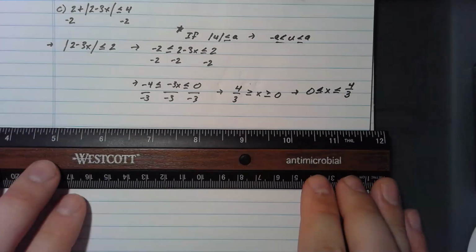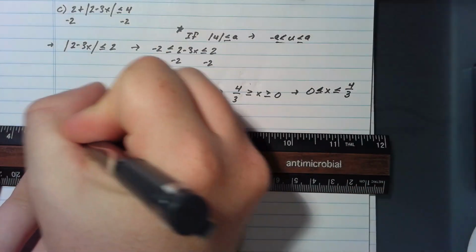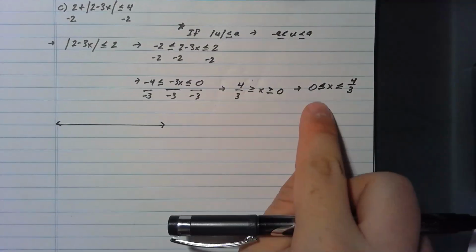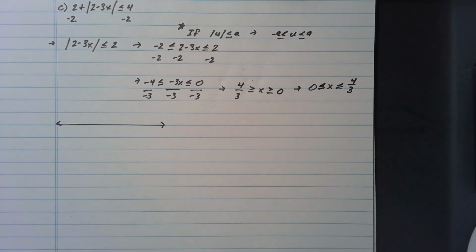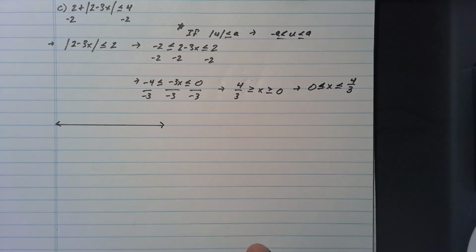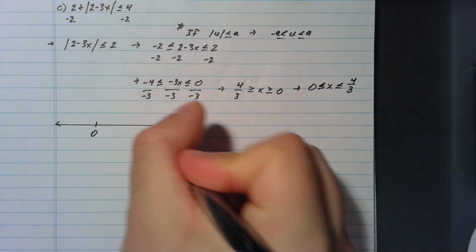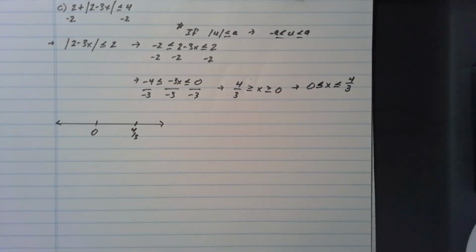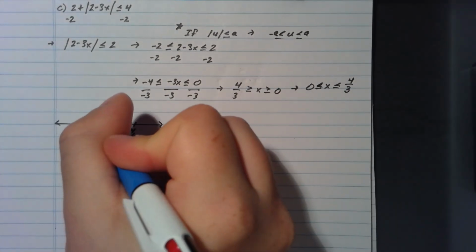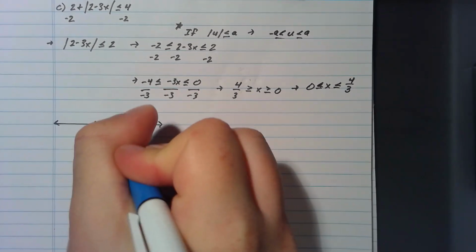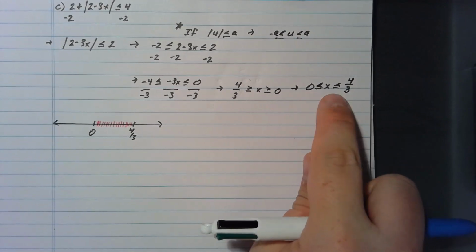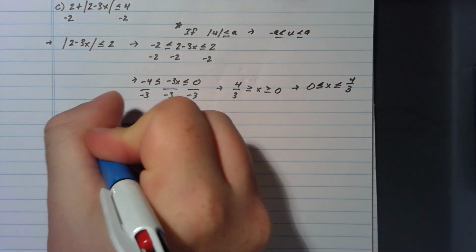So let's plot it. This means x is everything between 0 and 4/3, which is like 1.3. So I'm going to label 0 and 4/3 on my number line, and then everything in between. And because 0 and 4/3 have equal signs under them, they're both included in the interval.